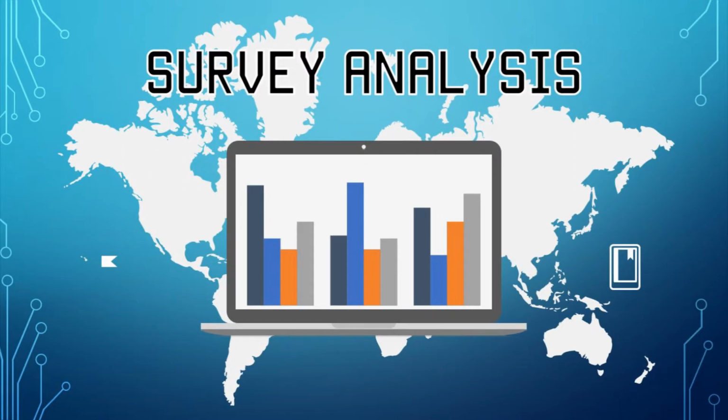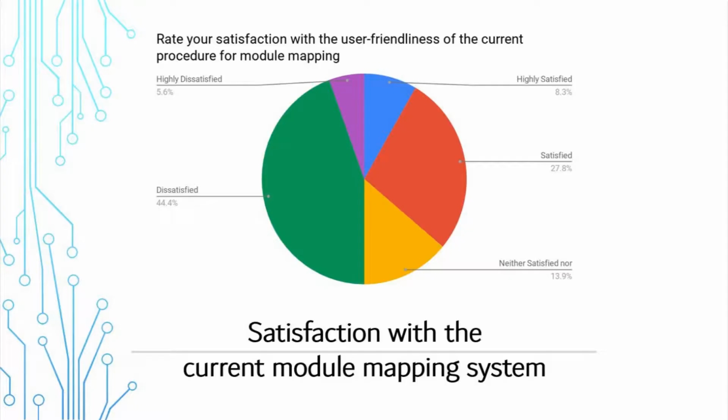A survey was conducted, and the results based on these key questions lay the basis for us to propose the improved solution. Firstly, to determine the satisfaction of the system, they were required to rate the user-friendliness of the current system for module mapping. As seen in the chart, close to half of the respondents reflected their dissatisfaction in the system.